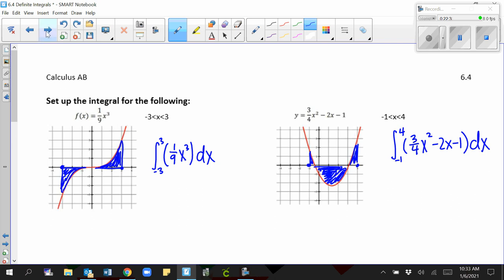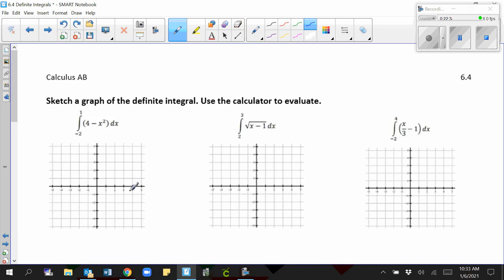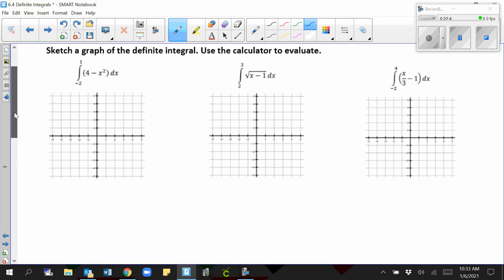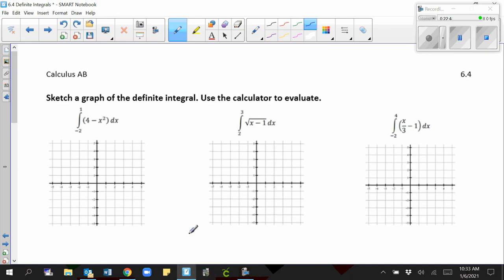And so the last thing that we're going to do for these, we are going to sketch our graphs, and then we are going to use our calculator to find our definite integrals here. So if I'm looking at 4 minus x squared, well, that means I'm going to have a parabola that's been shifted up 4 units, and then the minus means that it's opening down. So it's going to give me this graph right here.